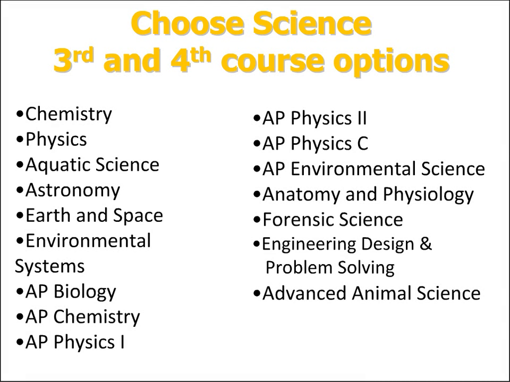Environmental systems is the study of habitats, ecosystems, and biomes and their relationships. This class is available as a fourth credit option only. AP Environmental Science studies the interrelationships of natural world and prepares students for the AP Environmental Science exam. In order to take this course, you must have taken biology and chemistry.